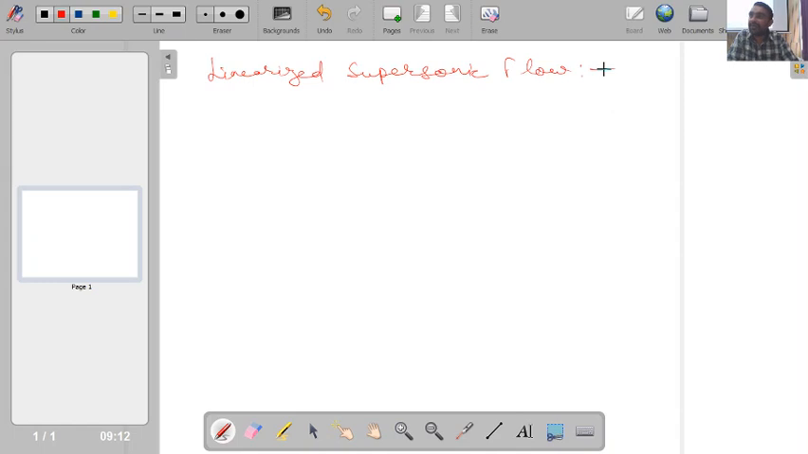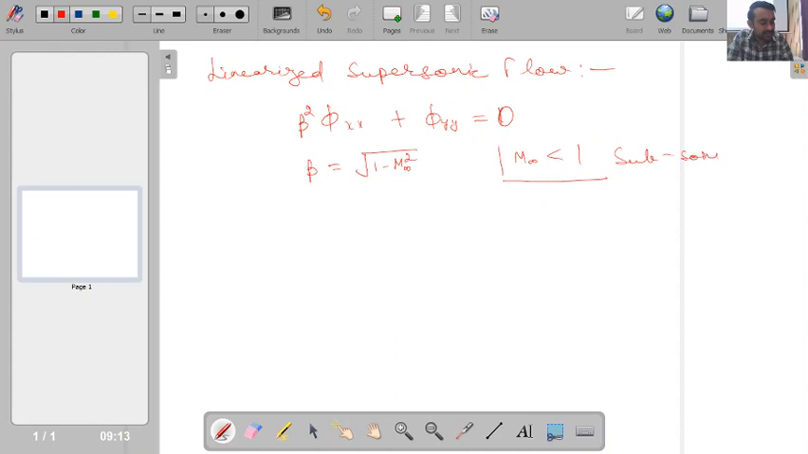So the very first point is, in case of subsonic flow, if you remember, our equation was beta square times phi xx plus phi yy equal to 0. Okay, so this was the equation. Now here beta was nothing but square root of 1 minus M infinity square, and we know that for subsonic flow Mach number is less than 1, so that's why this value was coming as positive.